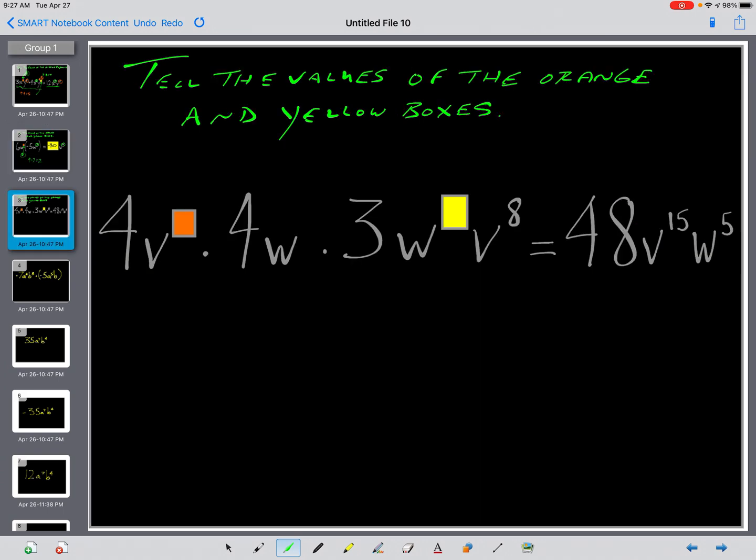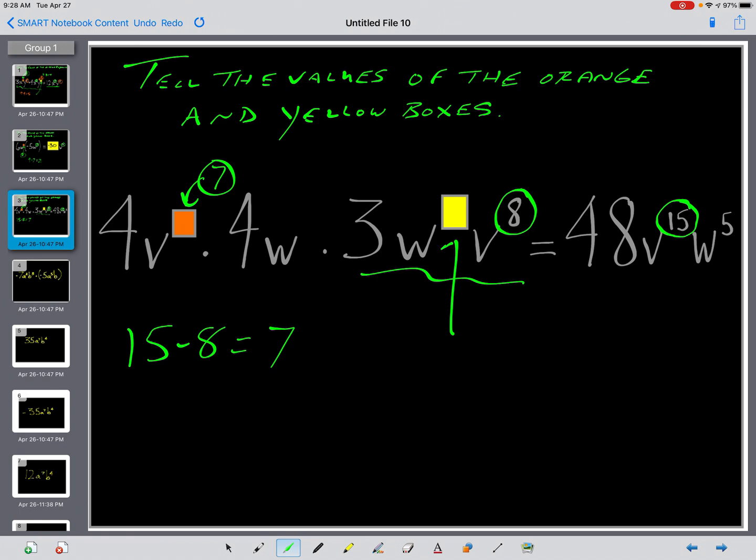Okay. Finally, in this last slide, tell the values again of the orange and yellow boxes. So just look to the product. For v, we have 15 as an exponent. And we're given 8 in this part of the monomial for v there. So for the orange box, we do 15 minus 8. All right, and we come out, of course, with 7. And so the value of the orange box here is 7.